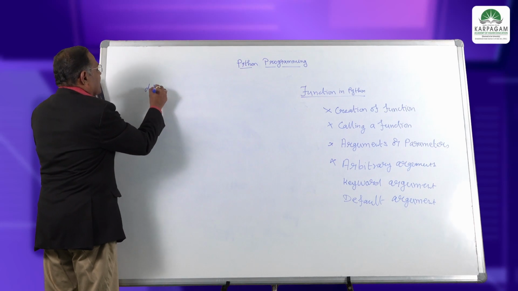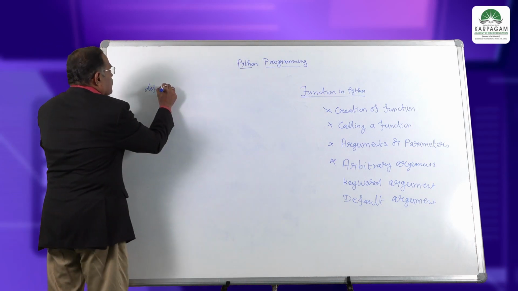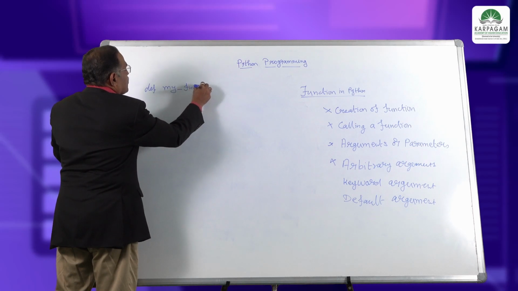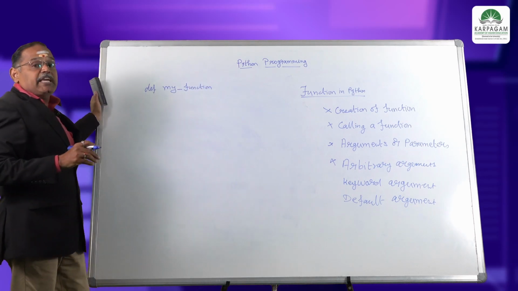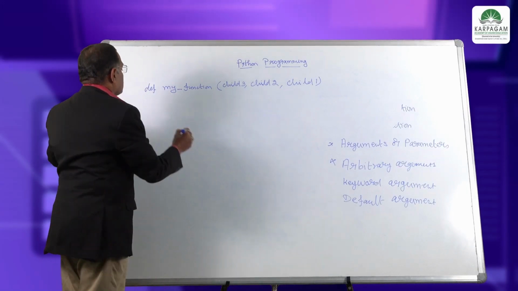Again, whenever we start writing a function, we have to use the keyword def. Then my_function. I am using the same function name so that we do not have any confusion. Then I am going to give child3, child2, child1. So I am going to pass 3 arguments in my function.